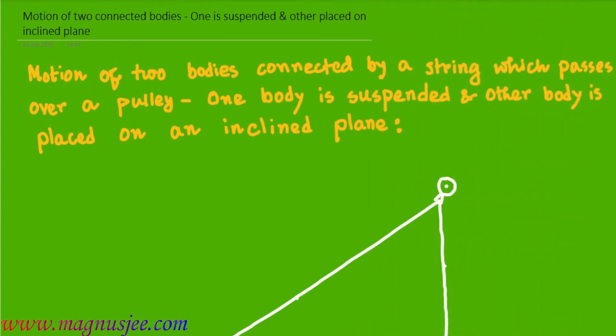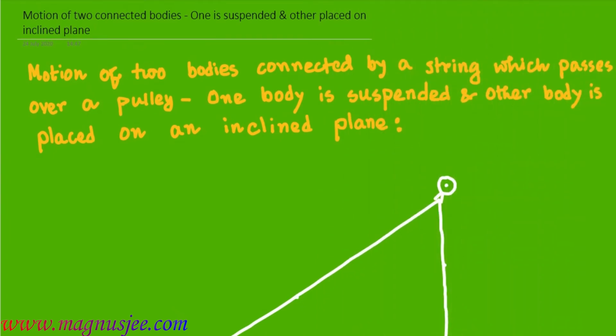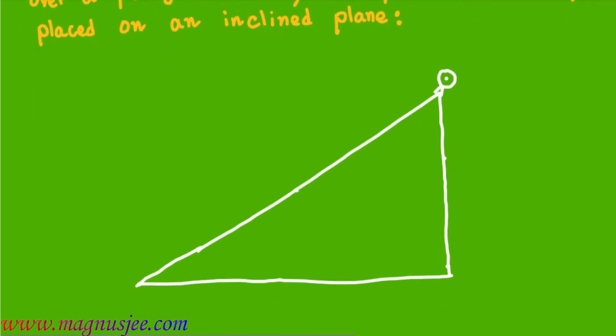Bodies connected by a string which passes over a pulley. One body is suspended and the other body is placed on an inclined plane. Now in the diagram we have an inclined plane AB. AB is the inclined plane and BC is the vertical plane. And a pulley is set at the highest point of the inclined plane.